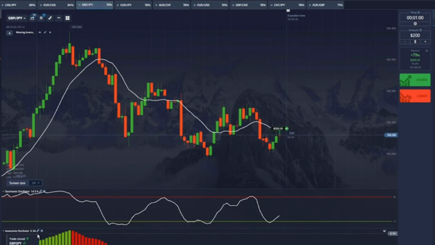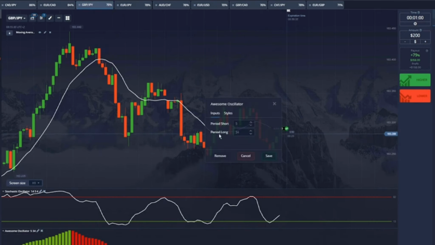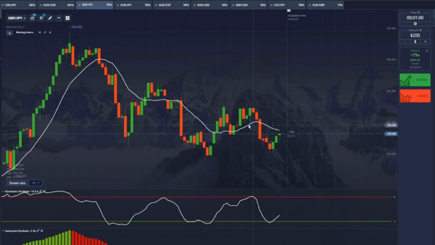The Awesome Oscillator is the last indicator and it is used with its default settings and it will help to determine the momentum in the market.